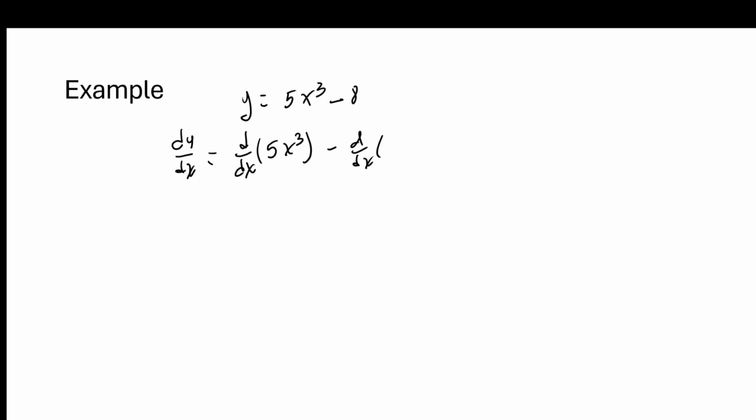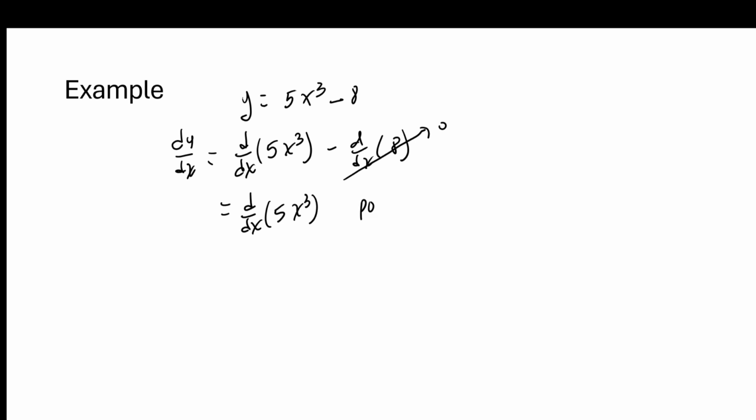Y, let's see, y is equal to 5x cubed minus 8. So we want dy/dx. From our difference formula, that's just going to be the derivative with respect to x of 5x cubed, minus the derivative with respect to x of 8. Now we know that, first we can just do this one. This one's just going to go to 0, because we know the derivative of a constant is always equal to 0. So now we're just left with the derivative of 5x cubed.